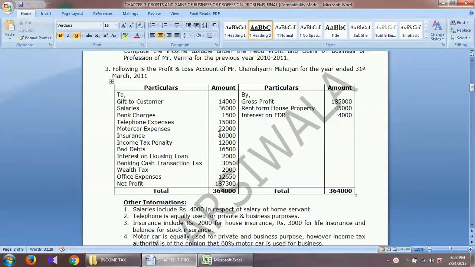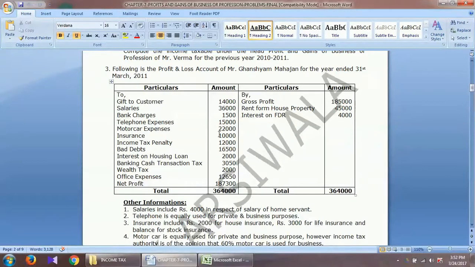On the credit side of the profit and loss account, we can see gross profit, rent from house property, interest on fixed deposits. On the debit side, we can see gift to the customer, salaries, bank charges, telephone expenses, motor car expenses, insurance, income tax penalty, bad debts, interest on housing loan, banking cash transaction tax, wealth tax, office expenses, and net profit. In other information, certain additional information relating to the problems is given.